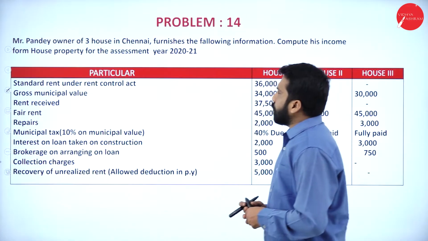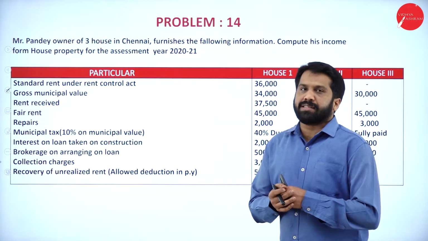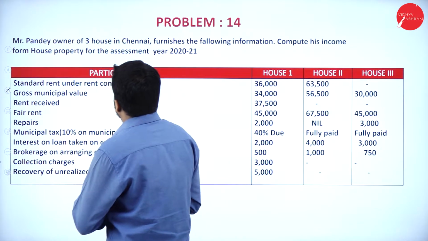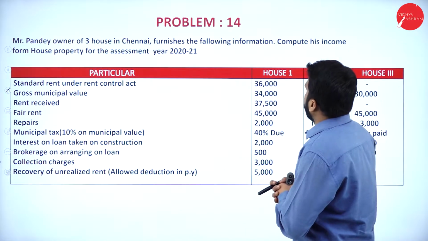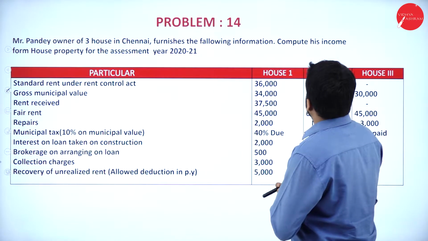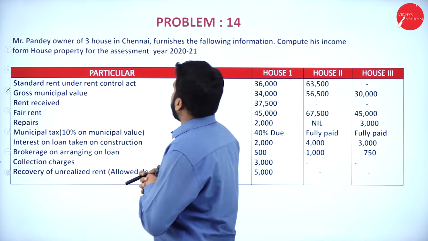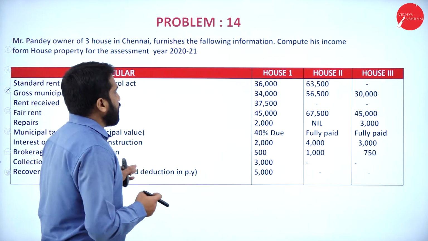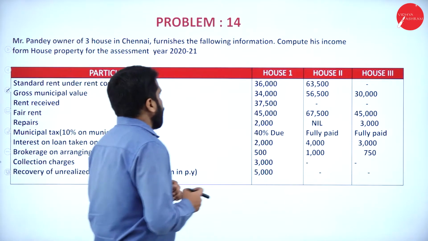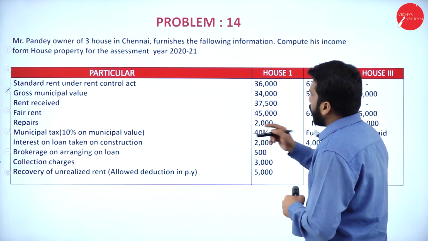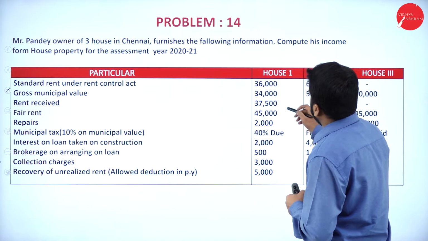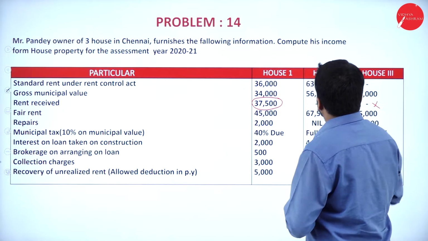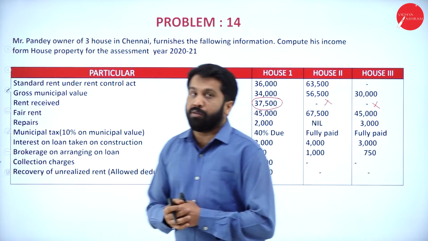Now, we'll read out the question. Later, I'll come back to your answer. Now, there are 3 houses. Mr. Pandey, owner of 3 houses in Chennai, furnishes the following information. Compute his income from house property for the assessment year 2020 as well as 2021. Now, these are the informations they have given here. Rent received: they have given it only for 1 house. There is no rent received for house 2 as well as house 3.